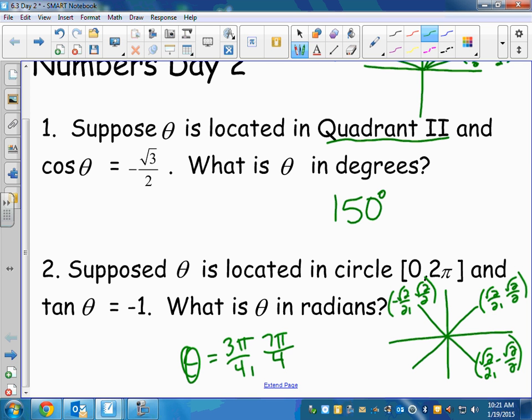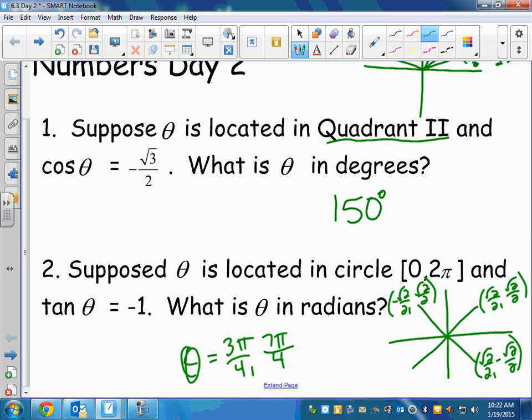So just be aware that our functions are going to repeat themselves over and over again. And we really could keep going. If it said from 0 to 4 pi, we could add 2 pi and keep going. I'm not going to get to there yet, but just know that sometimes you can have more than one answer. Sometimes they'll just tell you in this specific quadrant which answer it's going to be.